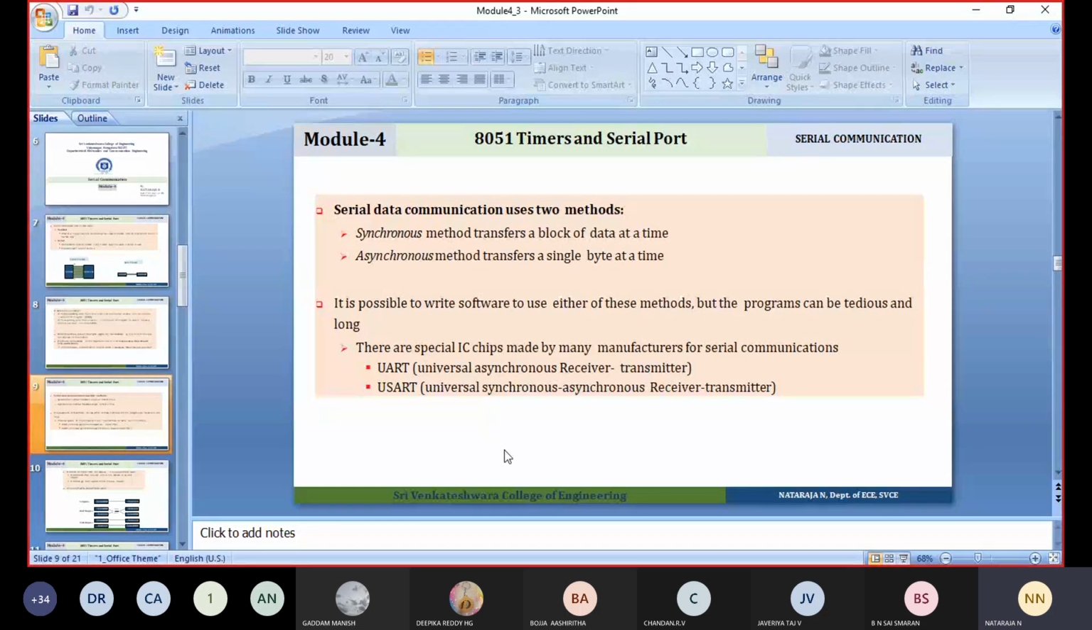Why? Because for this we are going to use the RS-232 cable, which is very convenient to transfer data from one place to another. That is why we use the Universal Asynchronous Receiver Transmitter. And USART, Universal Synchronous Asynchronous Receiver Transmitter, can transfer both synchronous as well as asynchronous data. It will be used for multiple users. Okay, make a note of this.